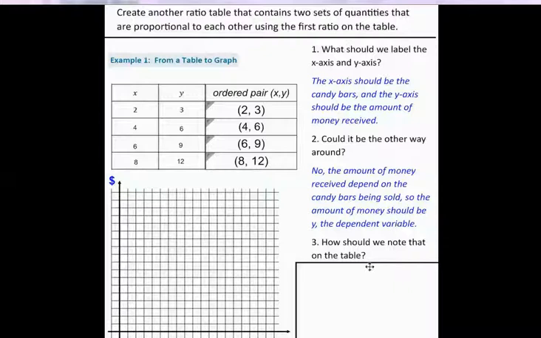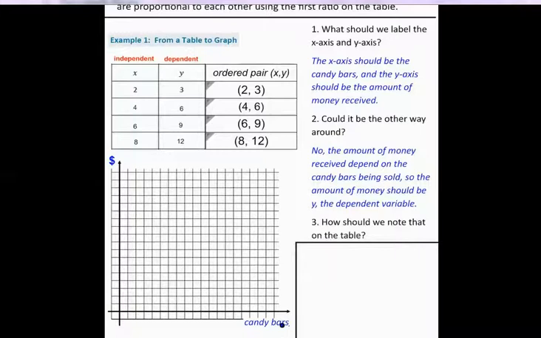Okay? The last question is, how should we note that on the table? The way we're going to note that on the table is the x-axis is the independent variable, the y-axis is the dependent variable. Now we want to take this information and graph it. So we have our ordered pairs here. We have 2, 3. When x is 2, y is 3. The first number listed is always the x-coordinate. The second number listed is always the y-coordinate.